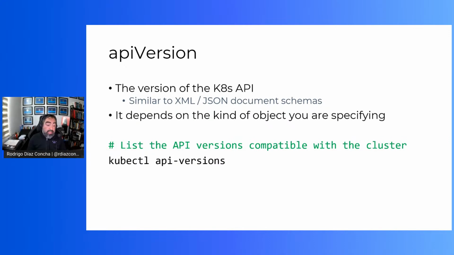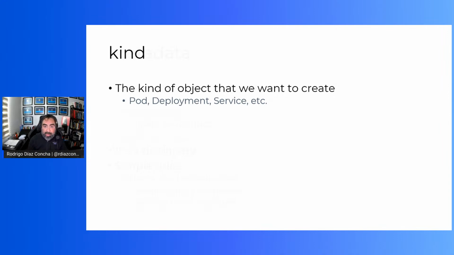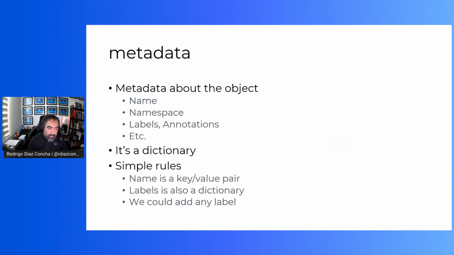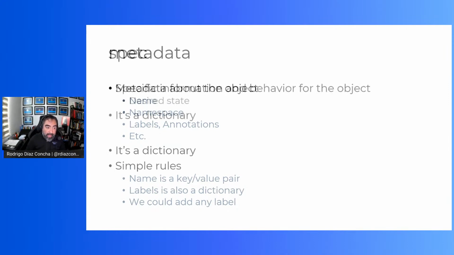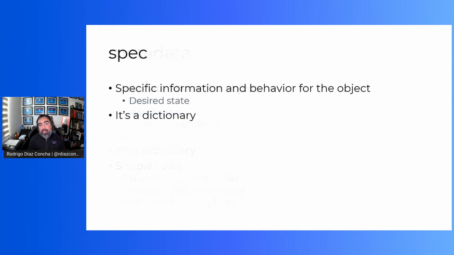We can use the API versions command to obtain all the different compatible API versions that your cluster supports. The kind is the kind of object that you want to deploy. Metadata is the place where you specify all the different traits about that particular object, such as name, namespace, labels, and annotations, and some other things. And finally, spec, which is the specification of that object per se, okay?